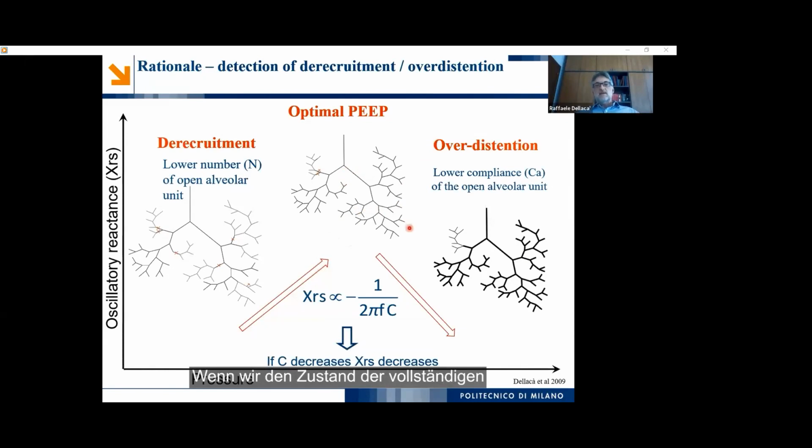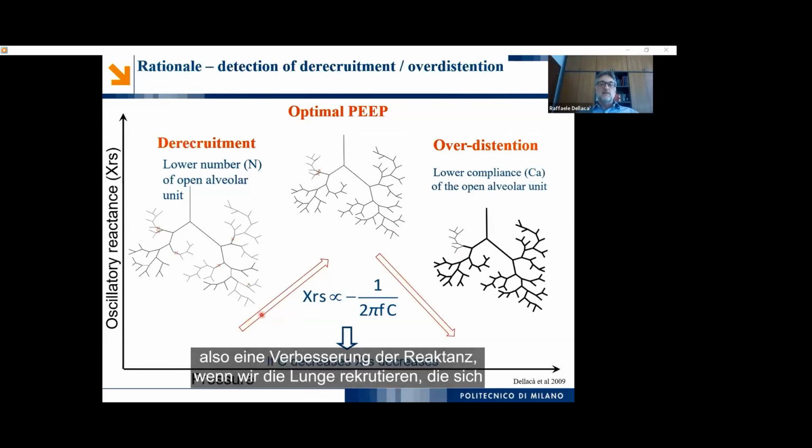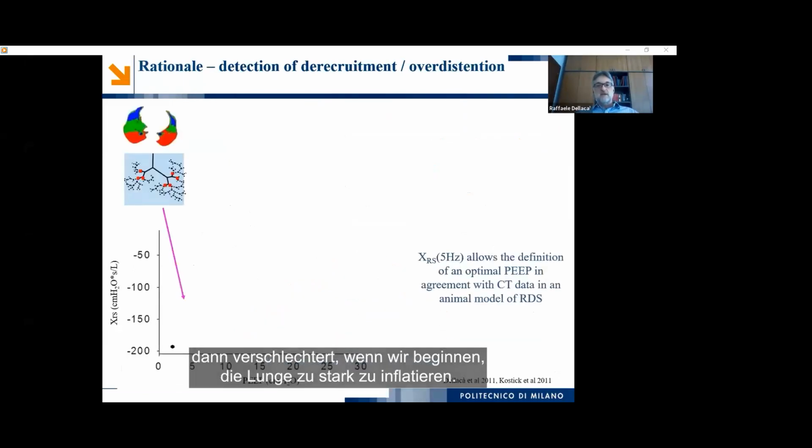Once we get to the full recruitment condition and further increase the pressure, we start to over-distend the lung tissue. And this will be represented by, again, a lowering of the reactance. So we are expecting to see an improvement of reactance when we recruit the lung, and then a worsening when we start to hyperinflate the lung.